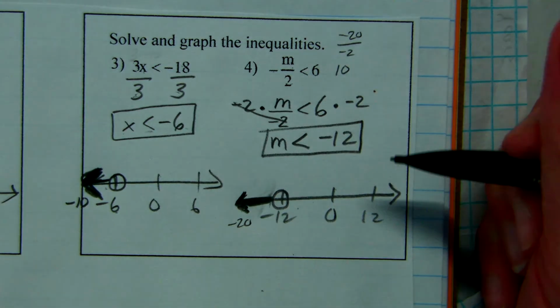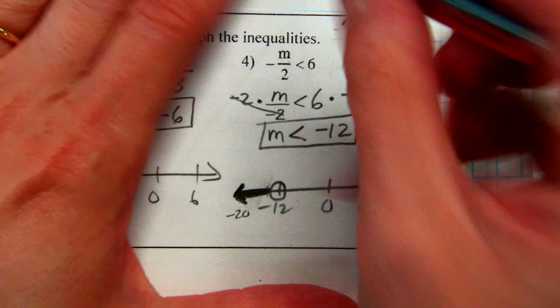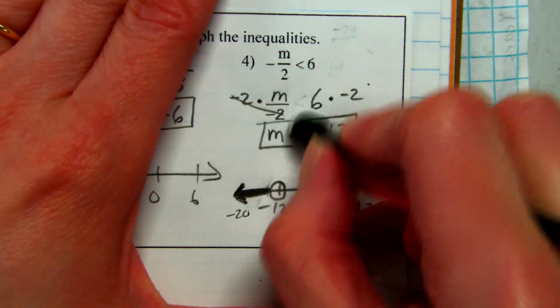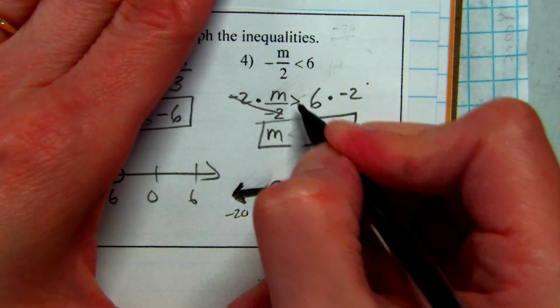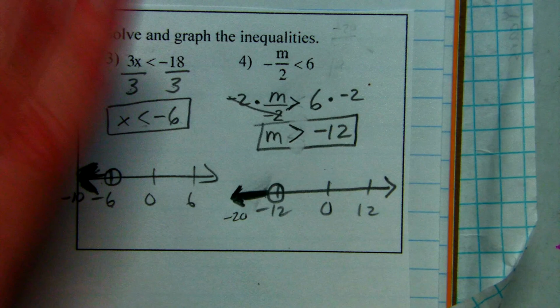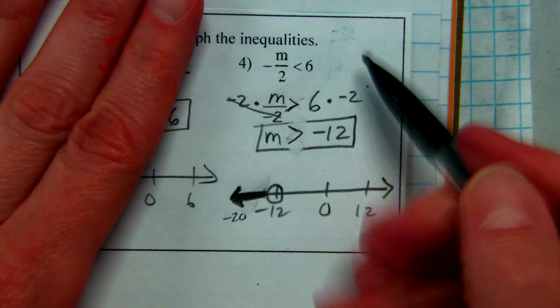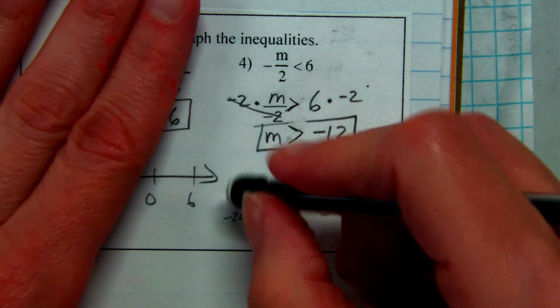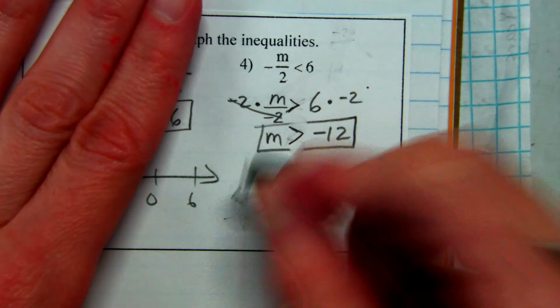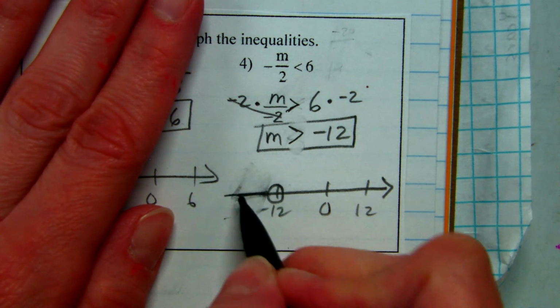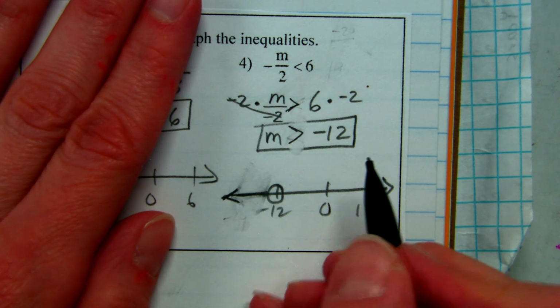Wait, did that? Oh, we forgot to flip the sign. Oh no. Flip it. Flip it. I know, I got excited. We multiplied by a negative, so we need to flip it. So guess what? I just realized by trying to check -20 that it didn't work. Teachers make mistakes too. It's a good thing, because then it makes you not feel so bad.